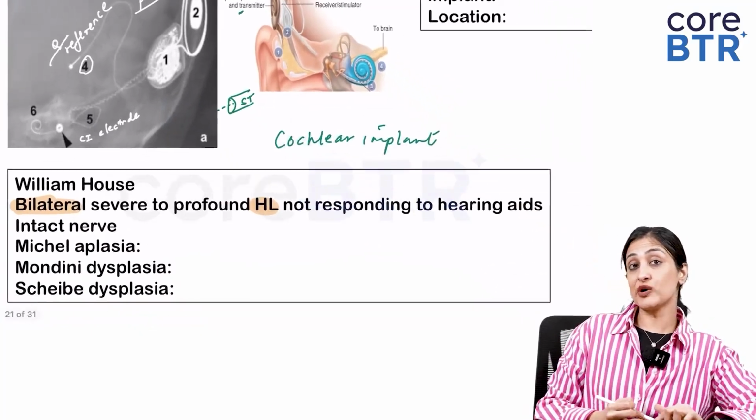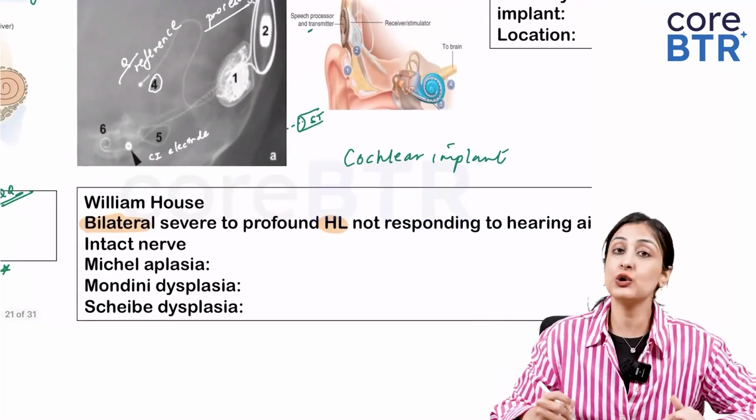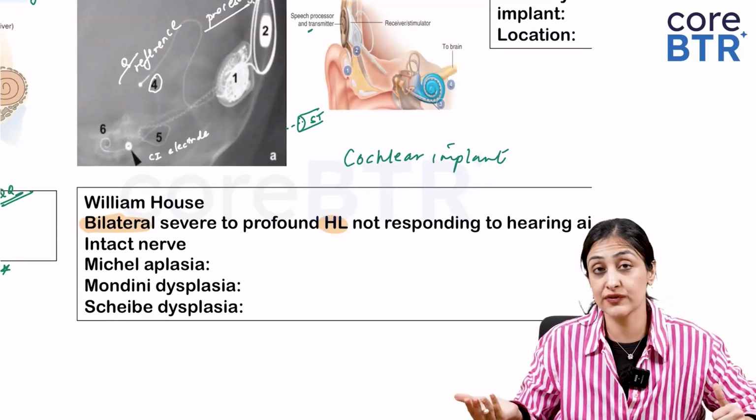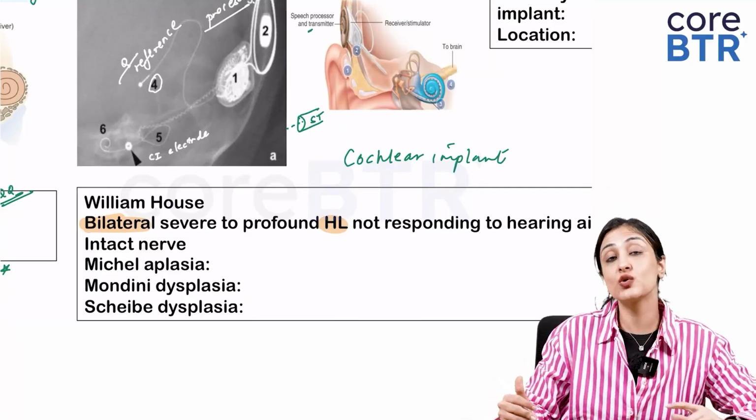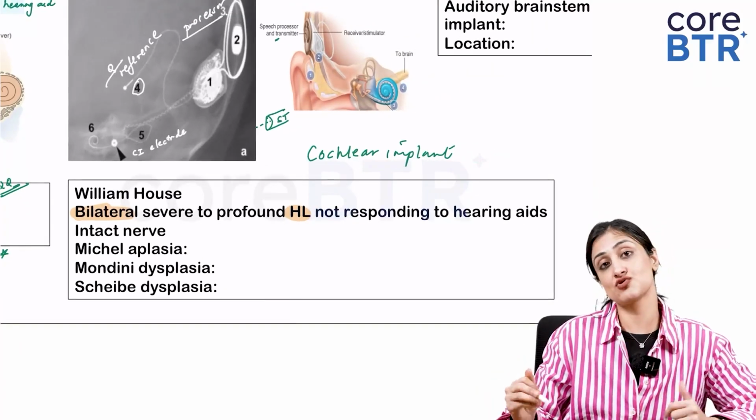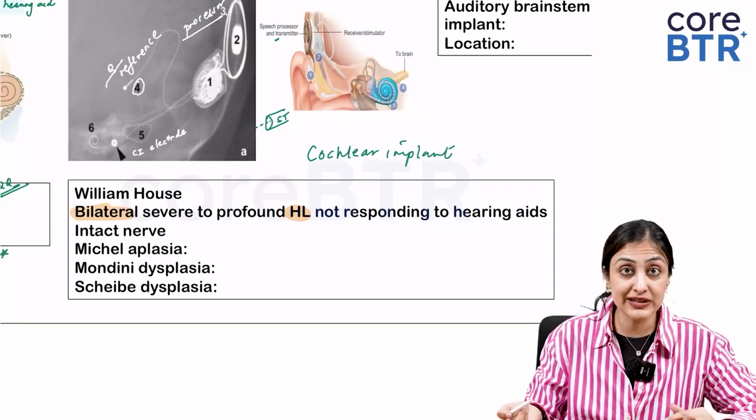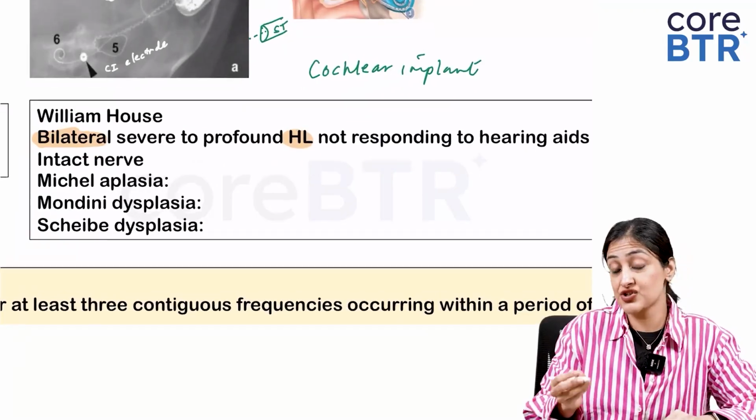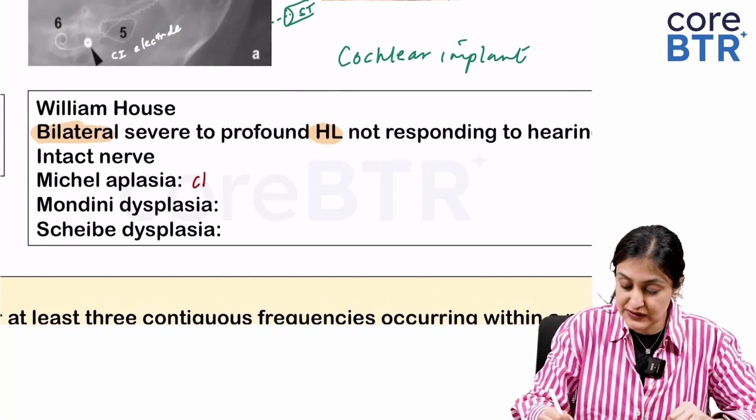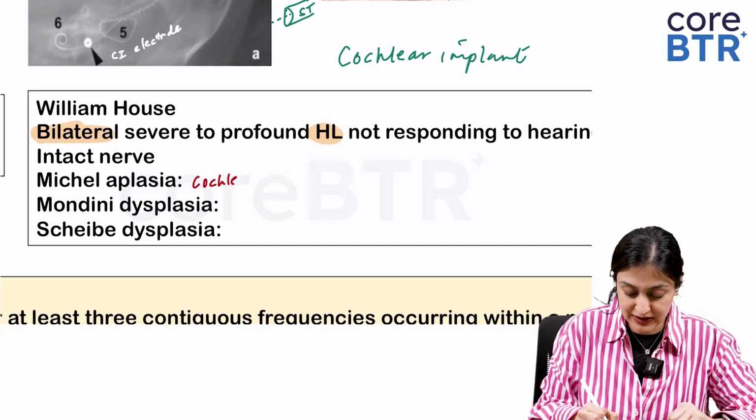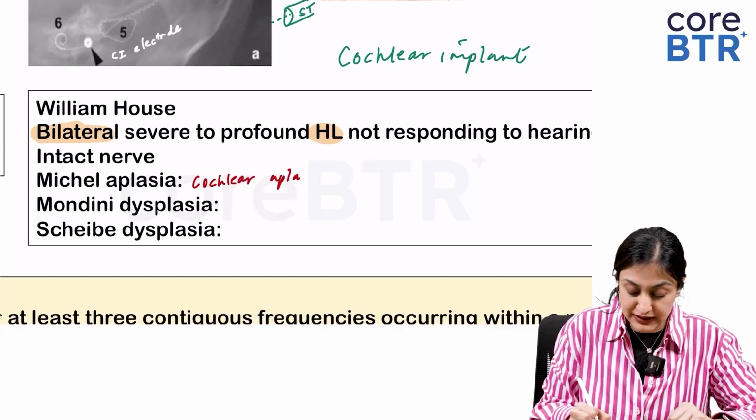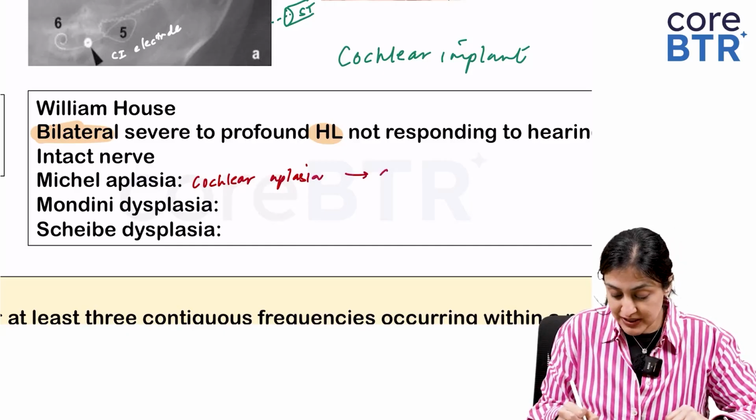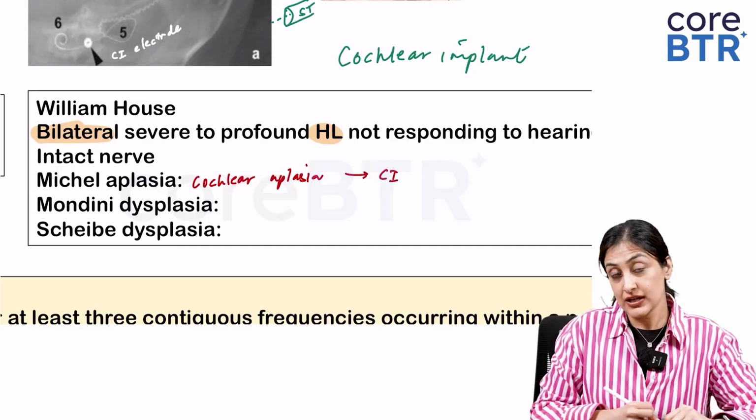So what is very important is, if I stimulate the cochlea through this, I can treat. But if there is no nerve, if it's a retrocochlear cause, I cannot treat it. So the nerve here has to be intact, and that's the prerequisite. Now, can I do it in Michel's aplasia? Michel aplasia is the most severe inner ear malformation where the cochlea is not formed. If there is no cochlea, where will I put the implant? So Michel's aplasia is a contraindication.